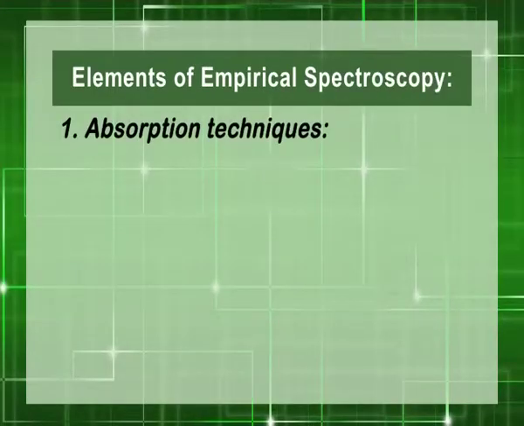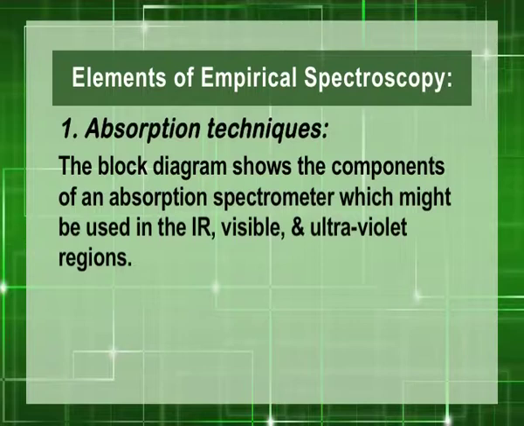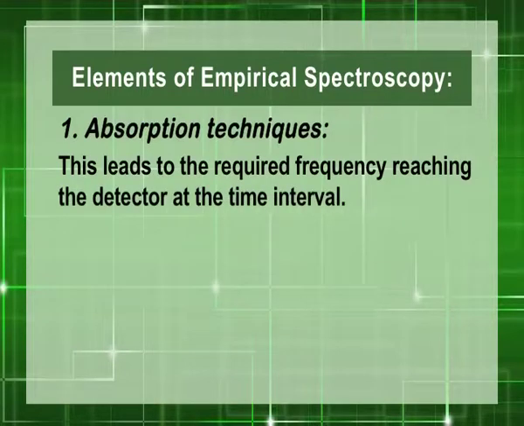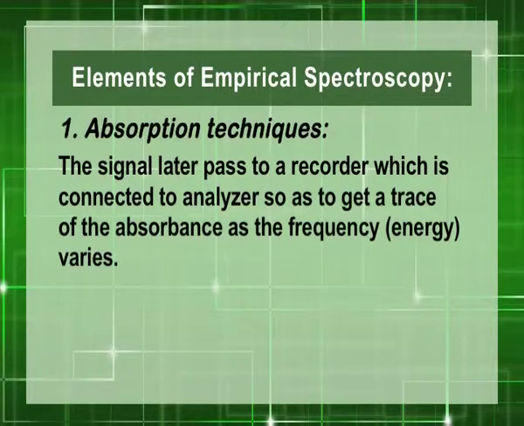Coming to absorption techniques, the block diagram shows the components of an absorption spectrometer which might be used in the infrared, visible and ultraviolet regions. The radiation energy from a white source is incident on the sample and then it is connected to an analyzer. This leads to the required frequency reaching the detector at the time interval. The signal is later passed to a recorder which is connected to an analyzer so as to get a trace of the absorbance as the frequency varies.